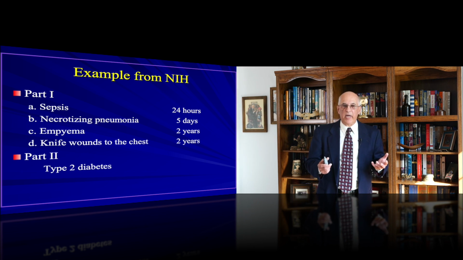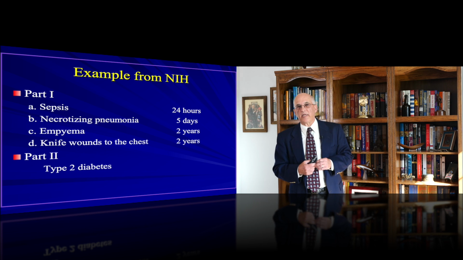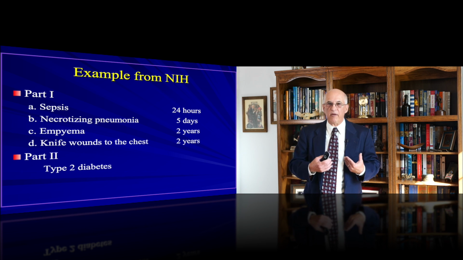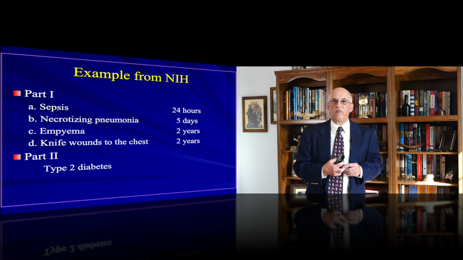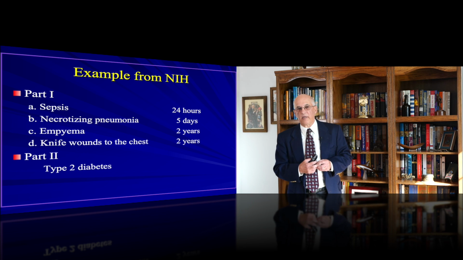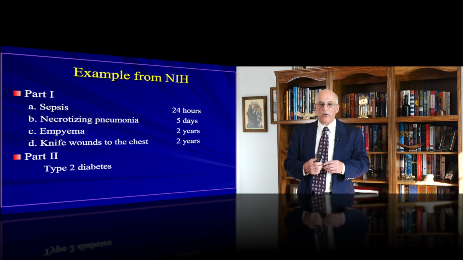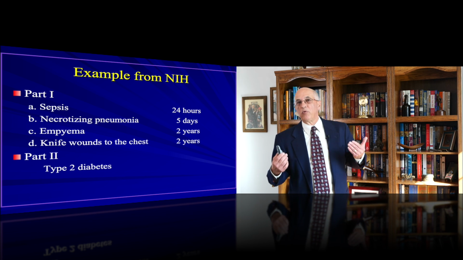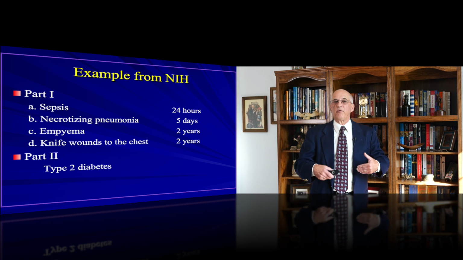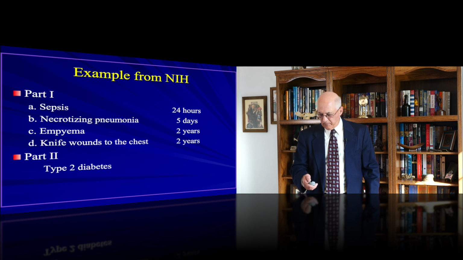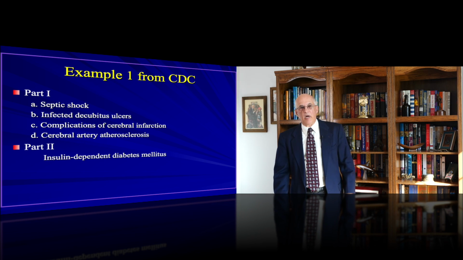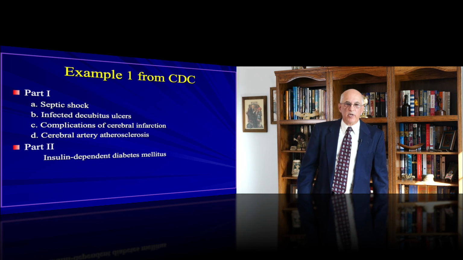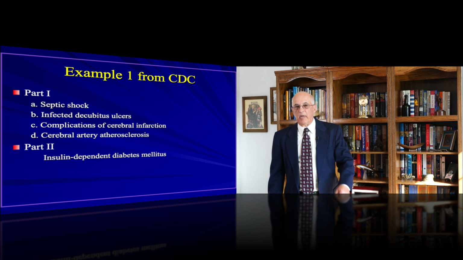Now, what caused the empyema? It was a knife wound to the chest around the same time, probably a dirty knife wound, which then caused this infection, which got sealed off and they couldn't get rid of. Now, part 2, the person also had type 2 diabetes, which weakens the immune system and made it more difficult for them to fight off this pneumonia. All right, a couple more examples. Here we're talking about, again, septic shock.